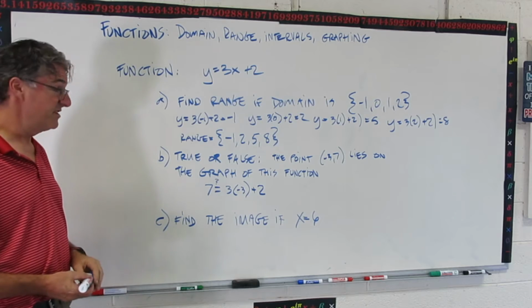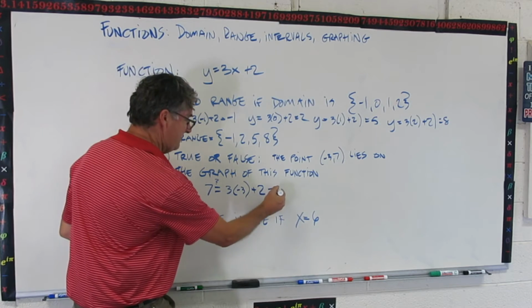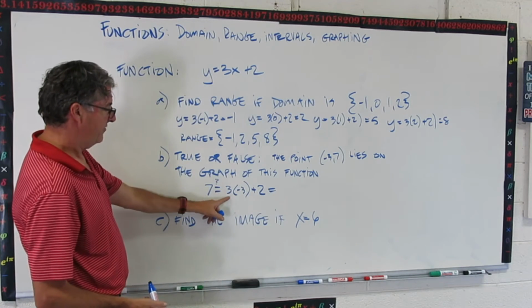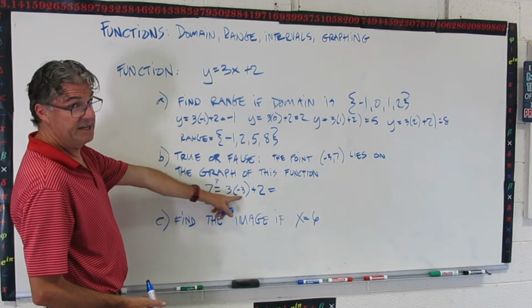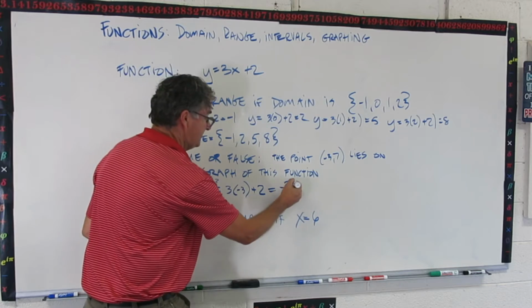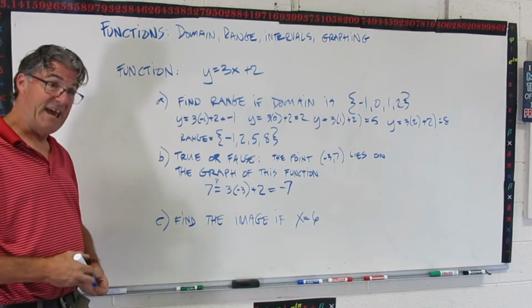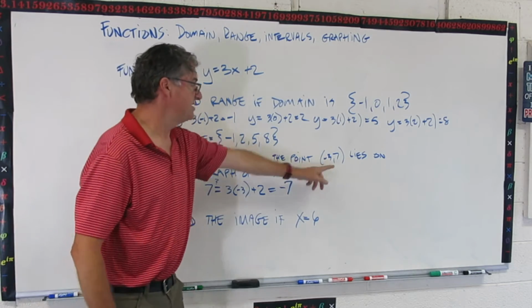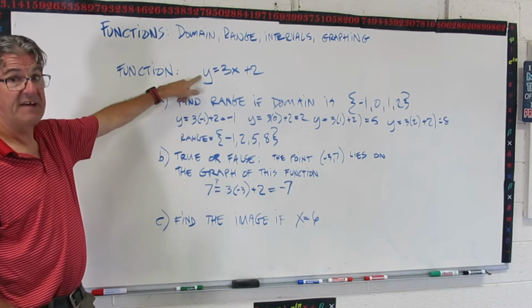And I think you're seeing where this is going. It doesn't look good for our point here. 3 times -3 is -9, plus 2 is -7. So in this case, this point does not lie on the graph of that function.